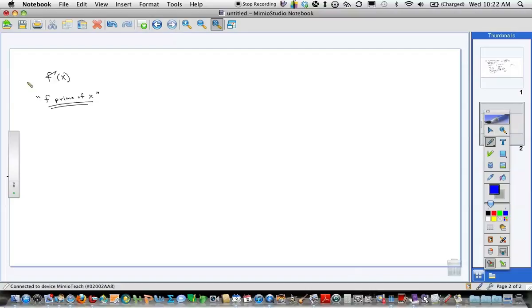All right, there's a notation that we will be using this year for the derivative. F prime of x. Sometimes we just write that as f prime and leave off the input variable because it doesn't really matter. We've talked about that. The input variable could be t or whatever.